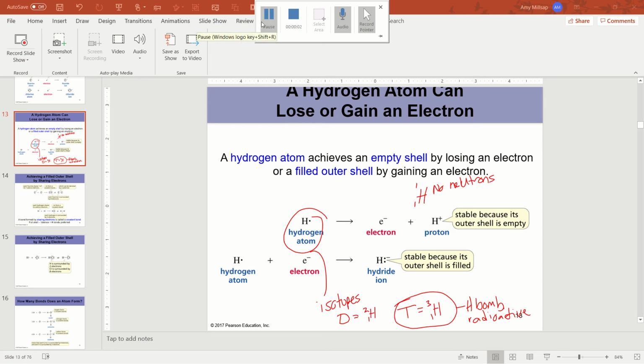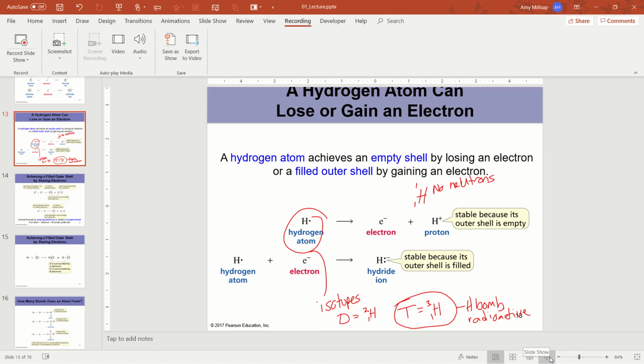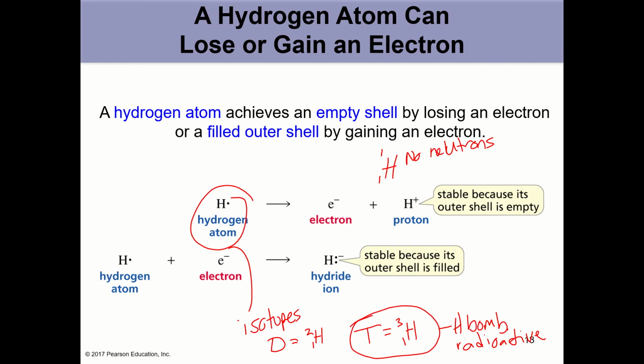So now we've talked about ions. Atoms can gain or lose electrons to obtain an octet or a full valence shell, and that will give it a charge. But they don't have to have a charge to be considered to have an octet.